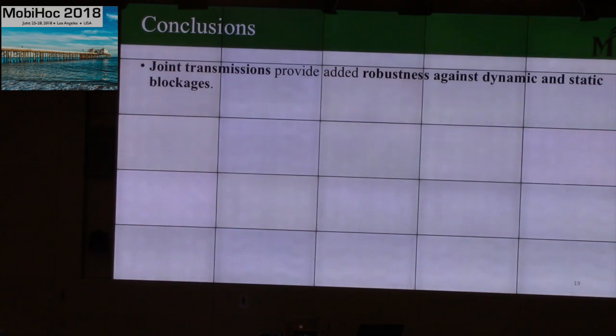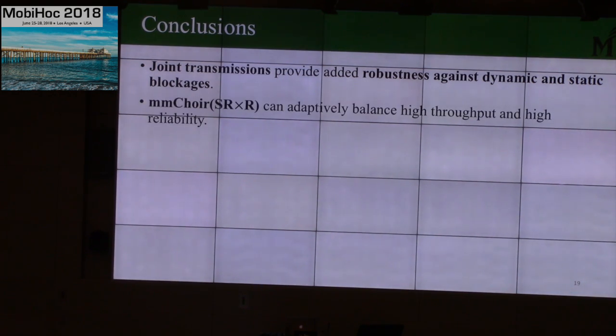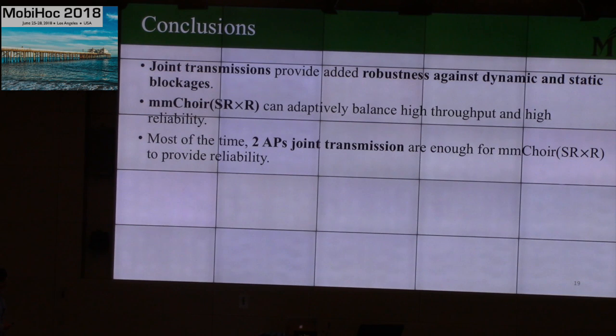To wrap up, first, the joint transmissions can provide added robustness against both dynamic and static blockages. And our mmChoir SR cross R scheme can adaptively balance high throughput and high reliability. And for most of the time, 2 APs joint transmission is enough for our scheme to provide reliability.